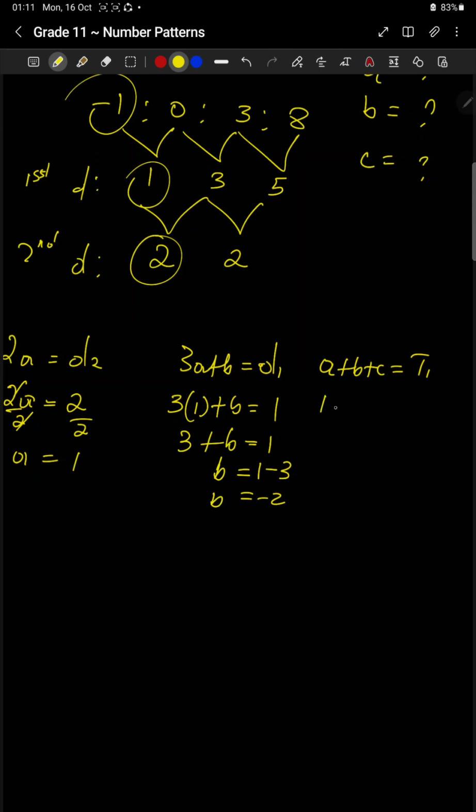And then 1 minus 2 plus c is equal to negative 1, and then c must be negative 1 plus 2 minus 1.